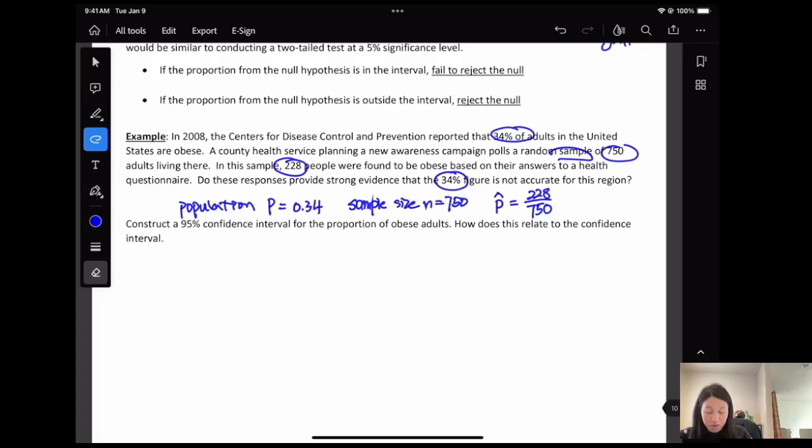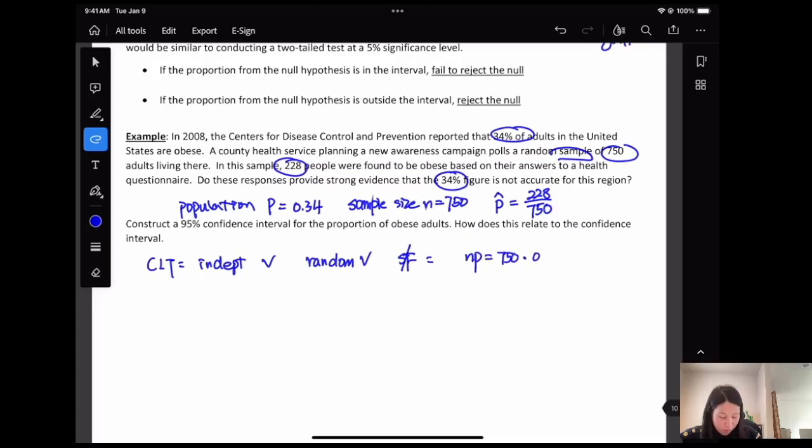To start with a confidence interval, we need to start with the central limit theorem. We want to prove that everything is independent and random. Also, we need to check the success and failure condition. So n times p, 750 times the population proportion, is greater than or equal to 10. 750 times 0.866 is also greater than or equal to 10. So the success and failure condition are met. Now we can construct our confidence interval for proportion. First of all, our mu is going to equal the population proportion, which is 0.134.